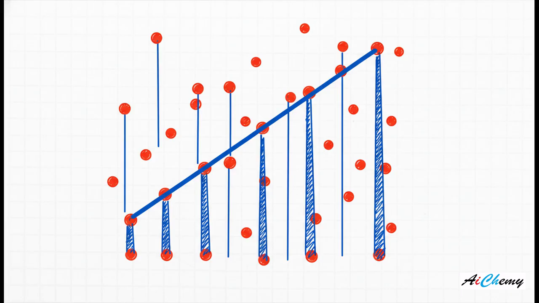So this is what it looks like at the very beginning. When you start training, the model's internal settings are basically random. It makes a guess, and as you can see, that guess is way off from the real data. The error, which we call loss, is super high.